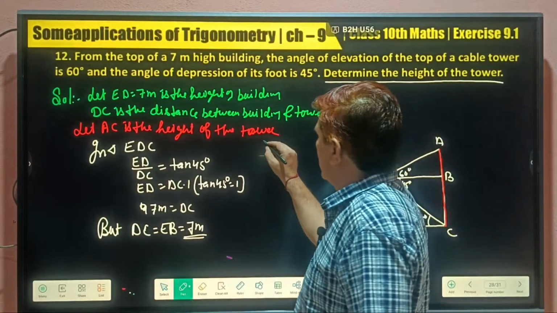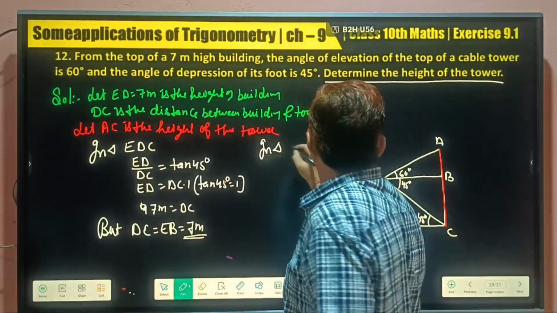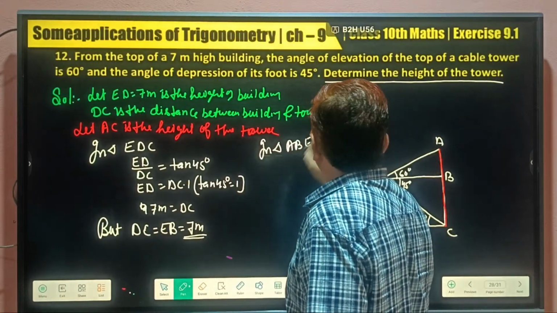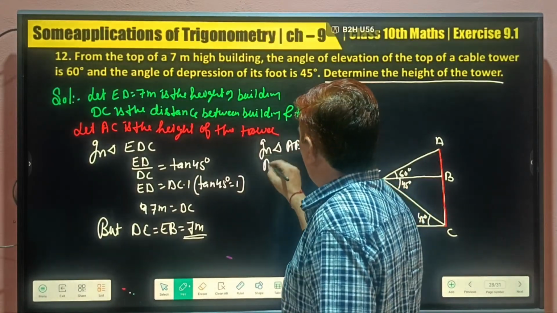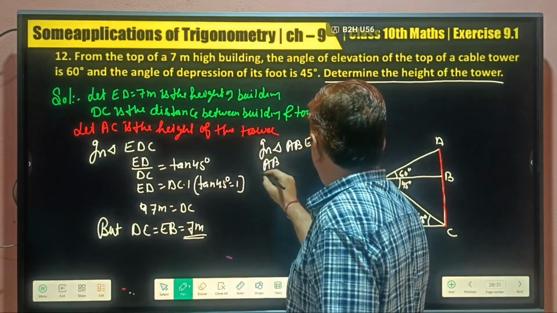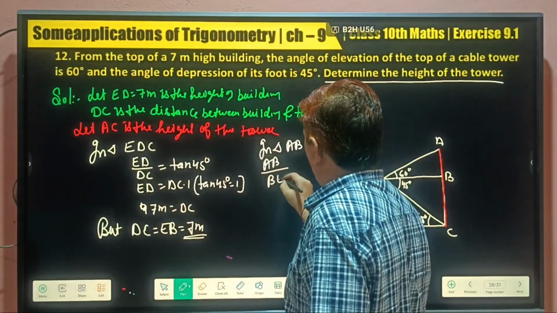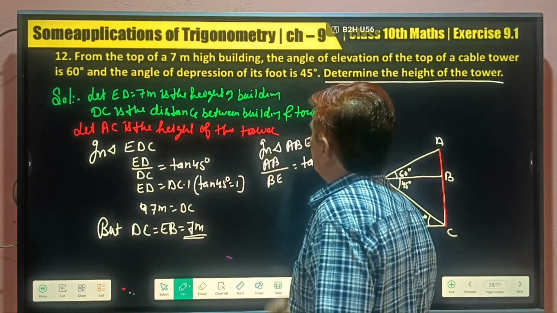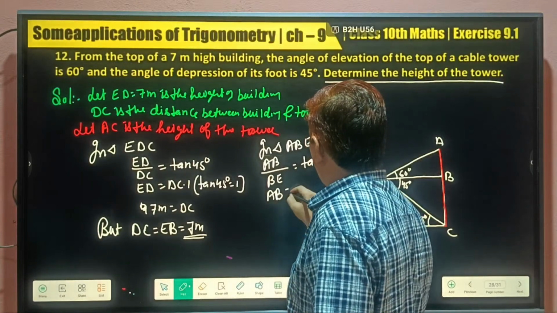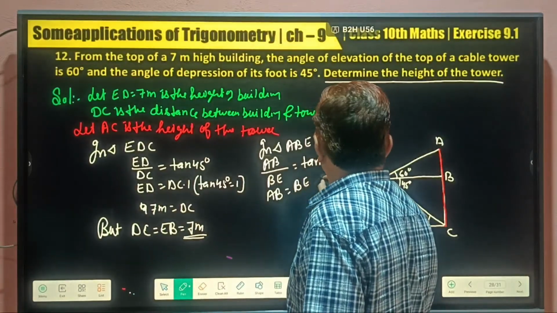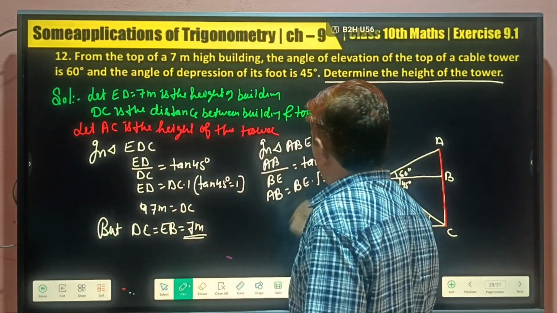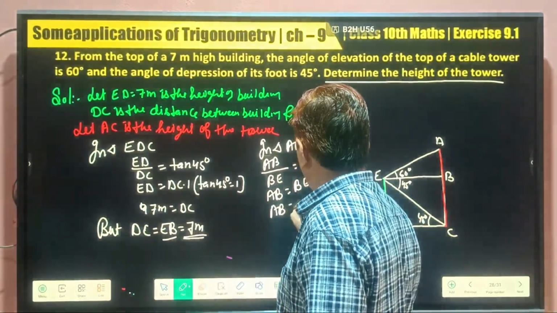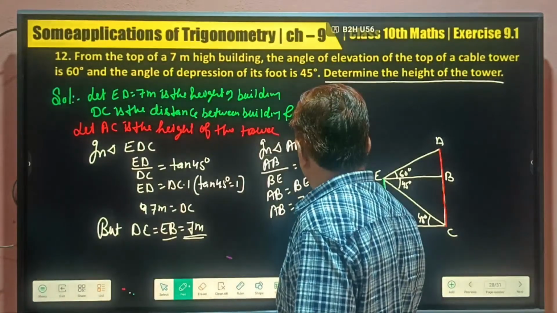Now in triangle, which triangle? ABE. AB by BE is tangent 60 degree. What's your AB? BE into root 3. What's your BE or EB? 7. So AB is equal to 7 root 3 meter.